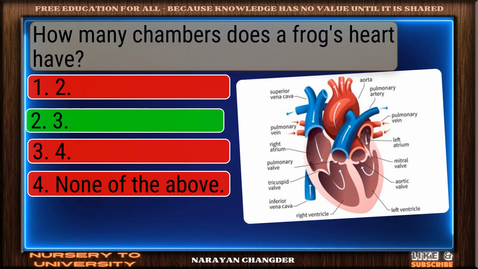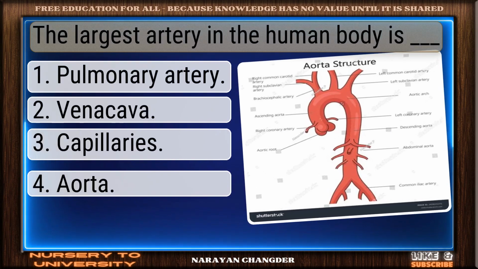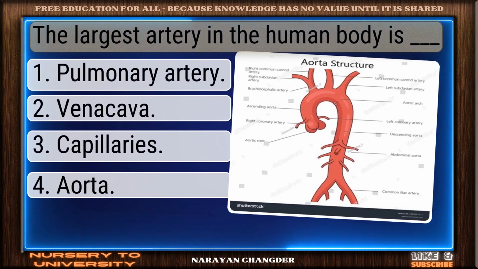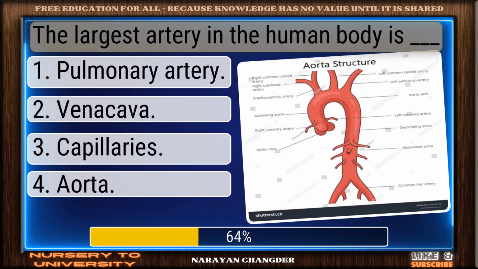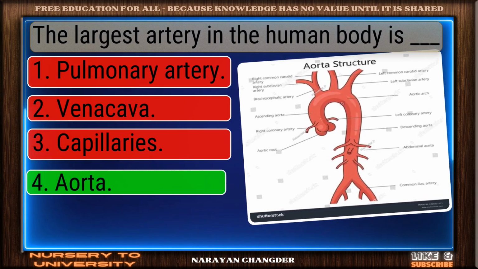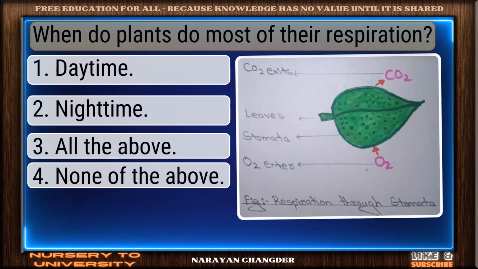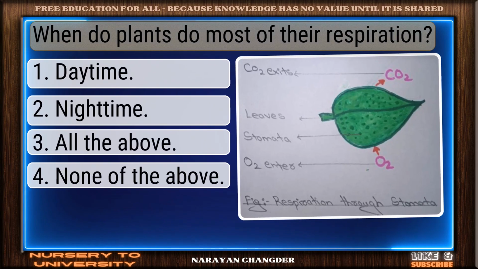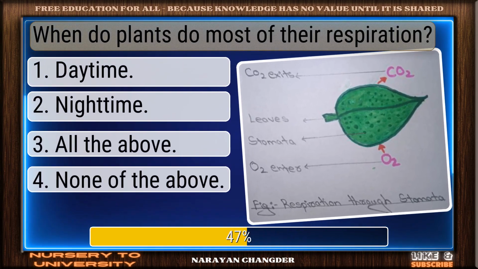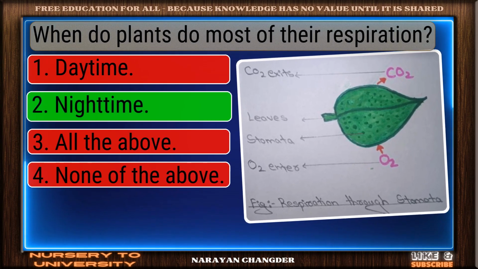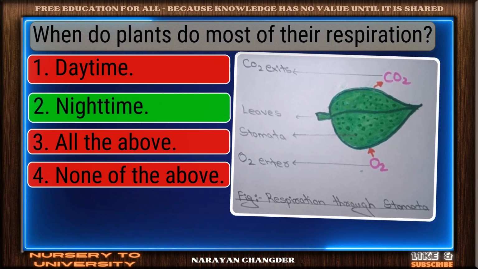Exactly. 3 makes sense. The largest artery in the human body is dash. Nice selection. Aorta is correct. When do plants do most of their respiration? Smart move. Nighttime is the accurate answer.